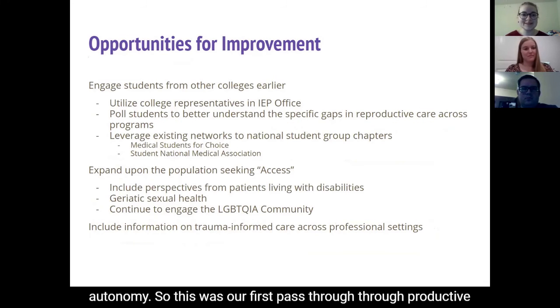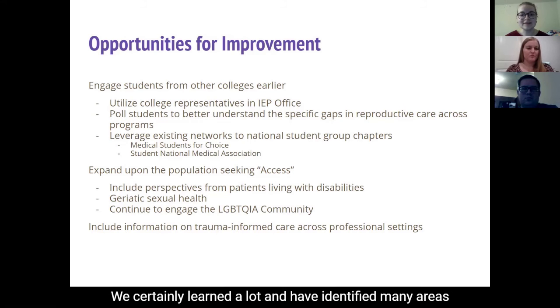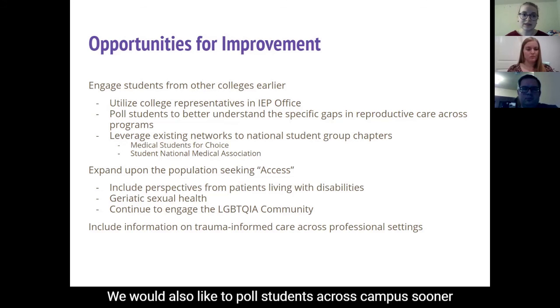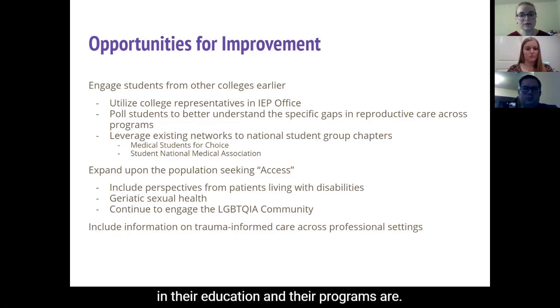So this was our first pass through the Reproductive Health Symposium. We certainly learned a lot and have identified many areas for improvement. One of the most important areas is to better engage students from other colleges earlier on, particularly by utilizing the college representatives in the IEP office. We would also like to pull students across campus sooner to really get a better understanding of where the gaps they see in their education and their programs are.